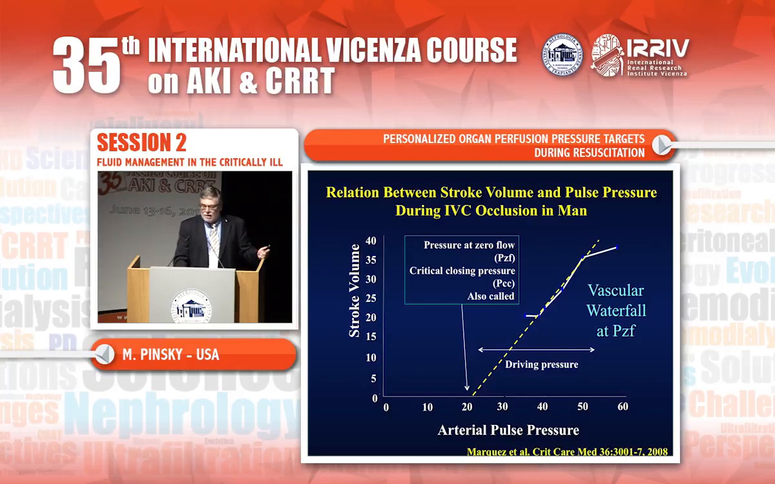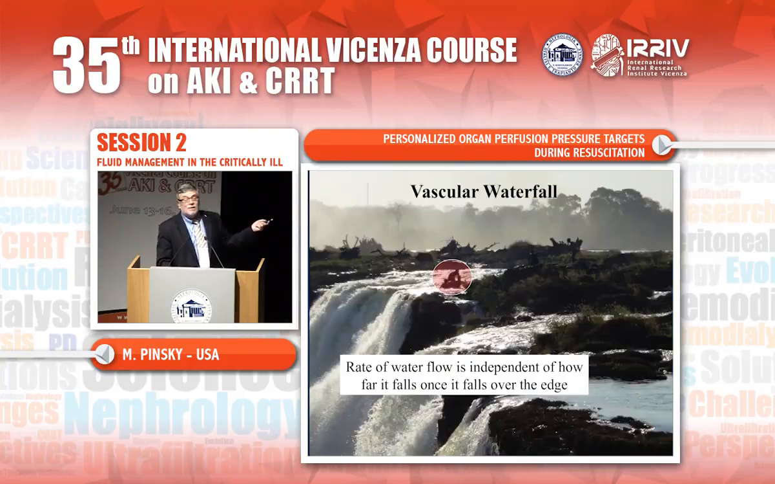What do I mean? Well, this is a waterfall. This is Victoria Falls, and the rate at which water falls over the falls is totally independent of how far it goes afterwards, what the CVP is. It only determines what this vascular closing pressure is and the upstream pressure. And by the way, that's me.